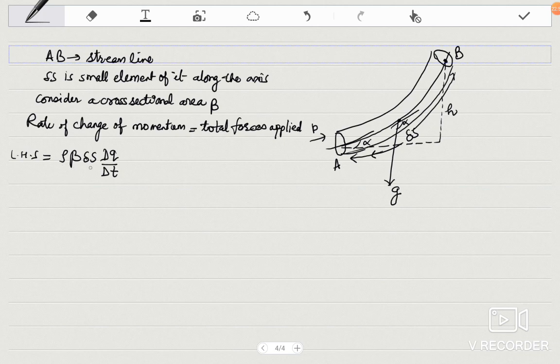What is rho beta delta S? Beta is the cross-sectional area, delta S is the small axial length. So beta into delta S will be the volume, and when it is multiplied by rho, it will convert to mass, and dq dt. So mass into dq dt will give you the total rate of change of momentum.